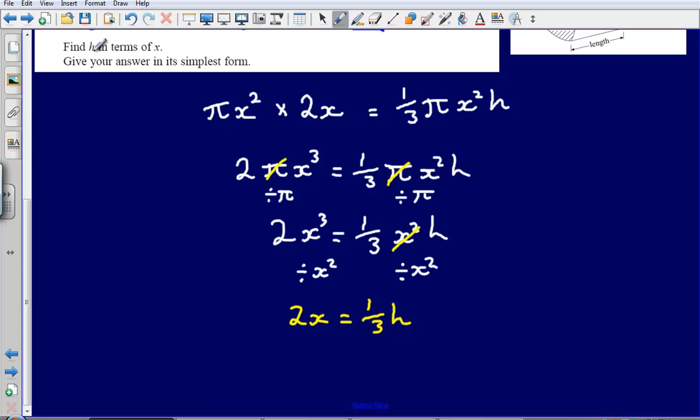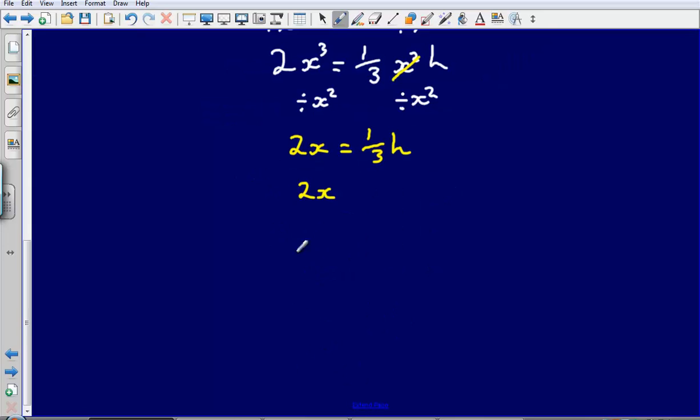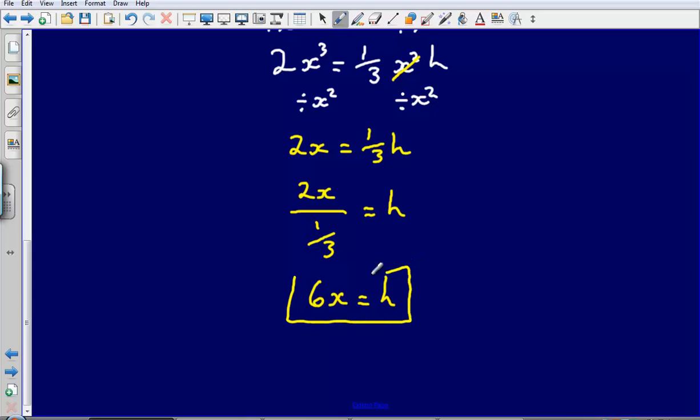Now I'm trying to find h in terms of x, so all I need to do now is solve this equation, divide through by 1/3. 2x divided by 1/3 is equal to h. So 2x divided by 1/3 is going to leave me with 6x is equal to h. And so that would be our final answer. h is equal to 6x.